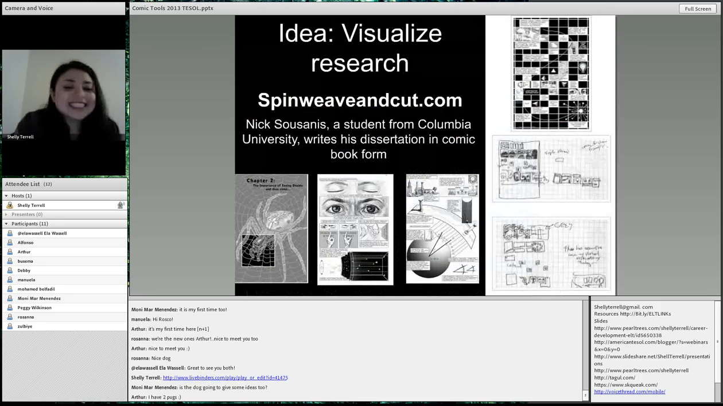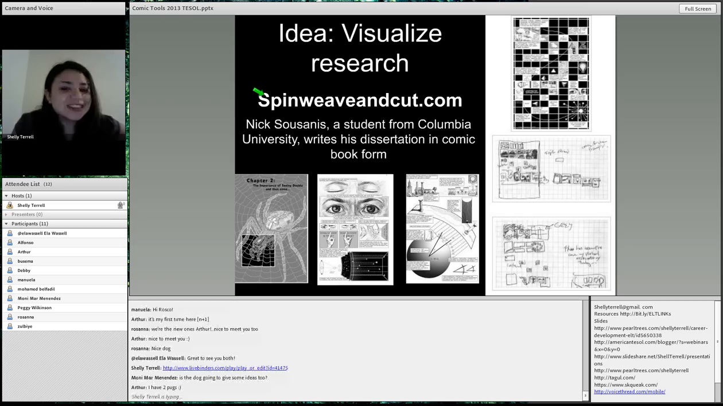So another idea, not only to use it to teach, so you can help your language learners understand different concepts, but you also may want to use it to visualize research. You can now write research papers in comic form. Here is one particular one, spinweaveandcut.com. It is an entire research paper for Columbia University for a doctorate.